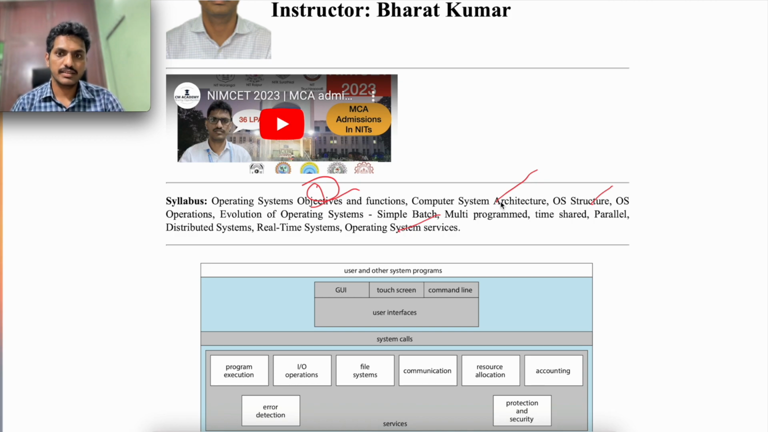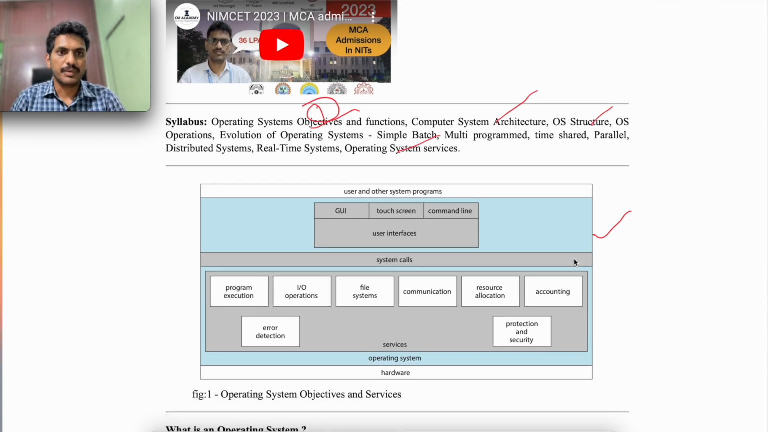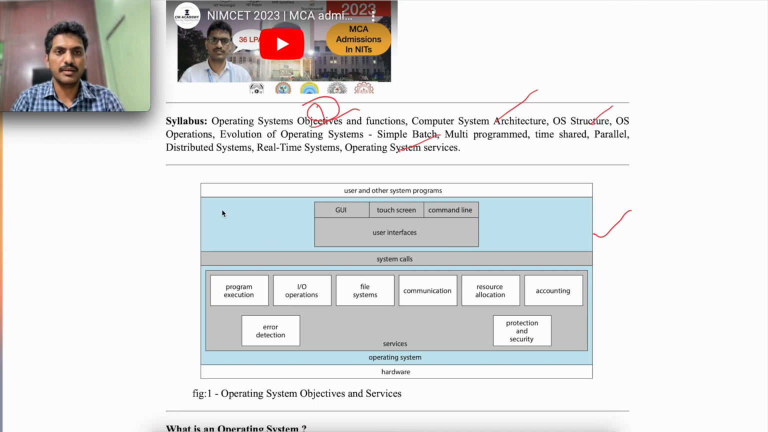See here, you see the diagram. This diagram you have to remember. So practice 2-3 times about this diagram. You can make this diagram in your own words also, but try to make these boxes. The boxes you see here, program execution, IO operations, these are the objectives. Sometimes they call it objectives, sometimes they ask about functions in the exam.